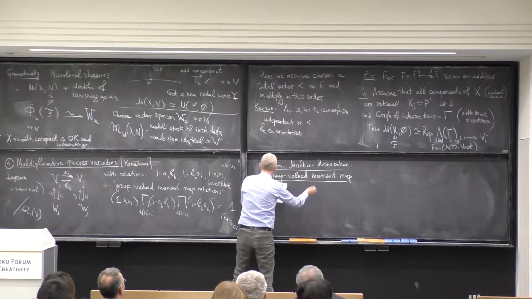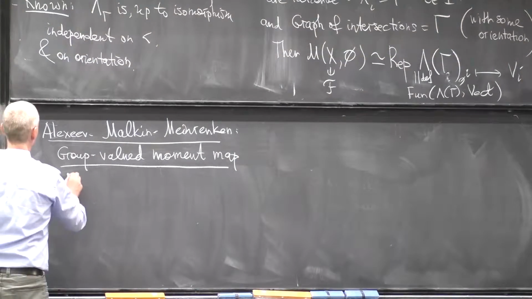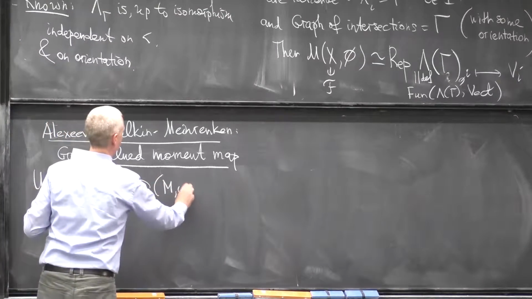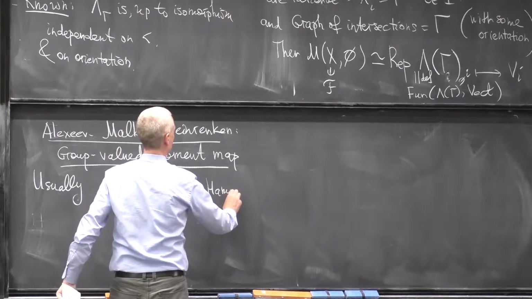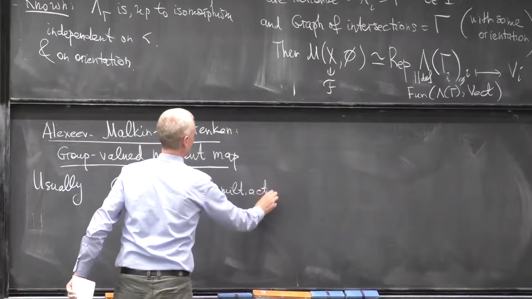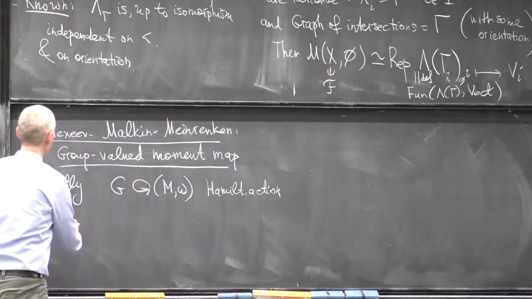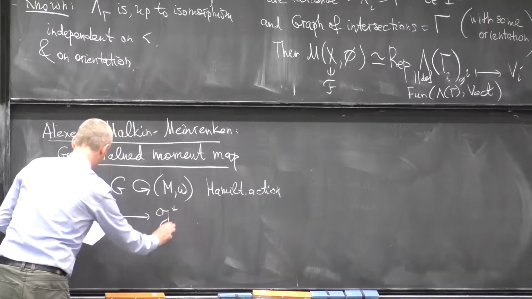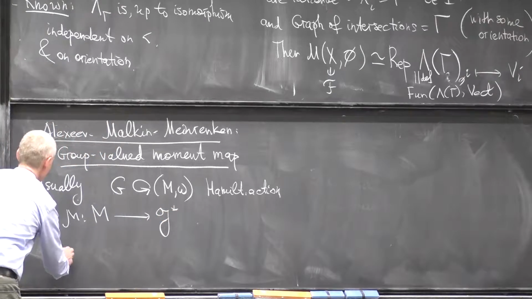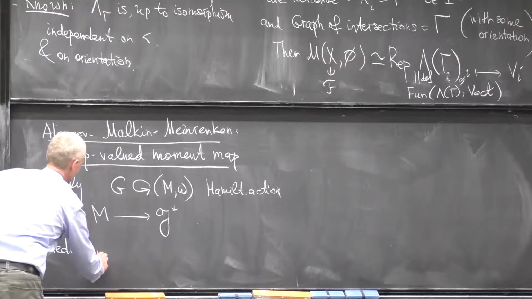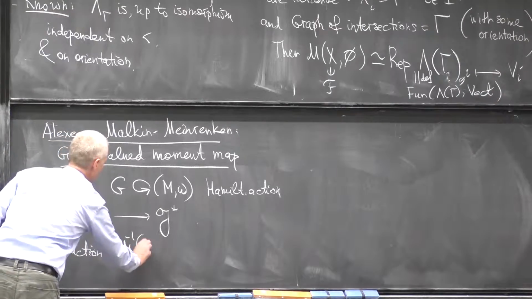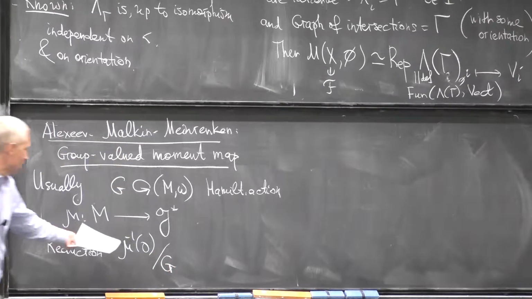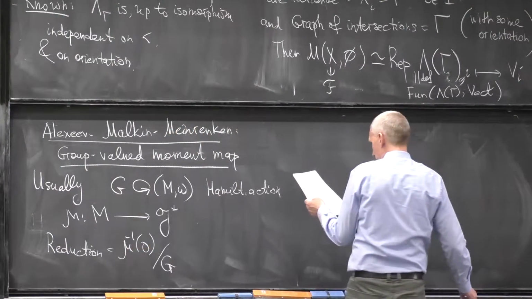So what's the moment map? Usually a group acts in a Hamiltonian way on a symplectic manifold, with a Hamiltonian function. It gives the moment map mu from M to the dual Lie algebra. And the Hamiltonian reduction usually equals something like this, preimage of 0, modulo G. In particular, it's a property of this that it's invariant under G, and so on.